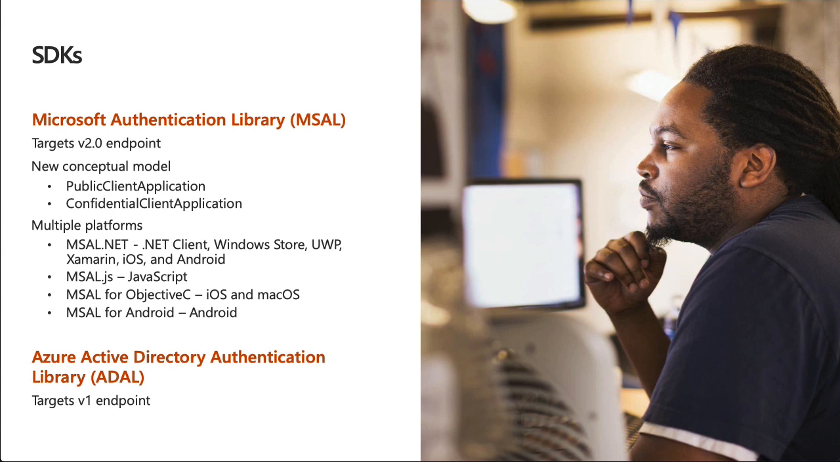It's got a new conceptual model of two different kinds of applications. One's called a public client app and one's called a confidential client app. A confidential client is one that runs in a web experience where you can put both the client ID and the secret in the application. Where a public client application is going to be more like a native app, where I'm not going to be able to provide the secret. I'm only going to be providing the client ID.